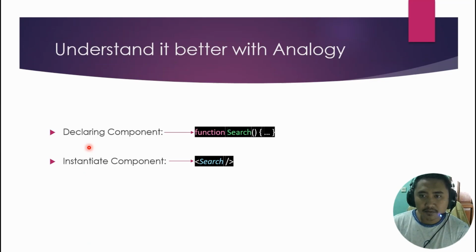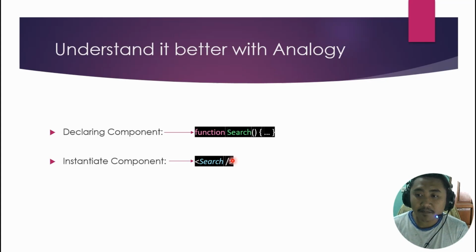So far, we have already declared a component, and we also have instantiated it in our React by calling it like this. Now, to understand better how React instantiates our component, let's use a class in JavaScript as an analogy on how React instantiates our component.